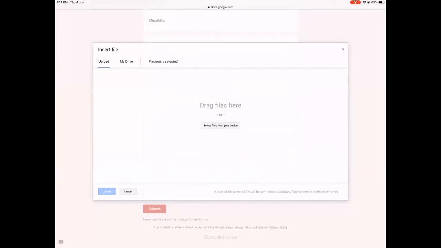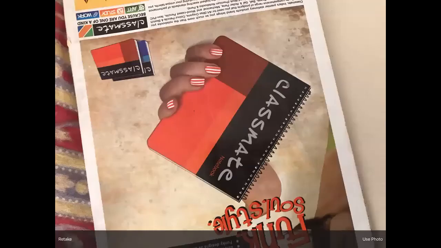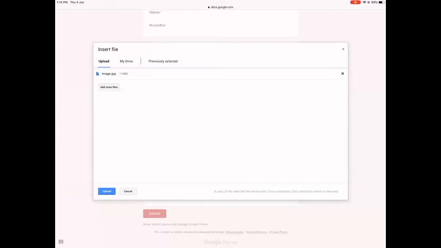Then you will have to select files from your device. So you can take a photo. So here I have taken a photo, and it has added it. I can go for add more files.